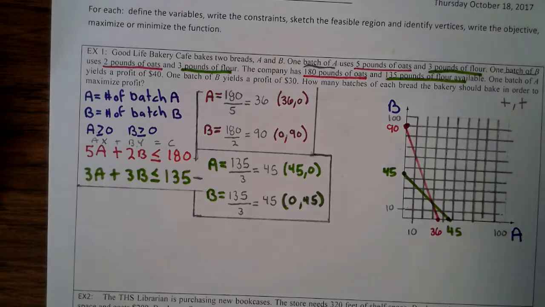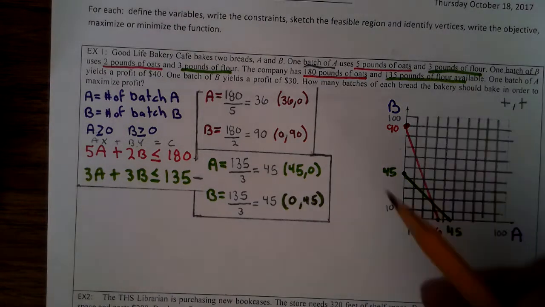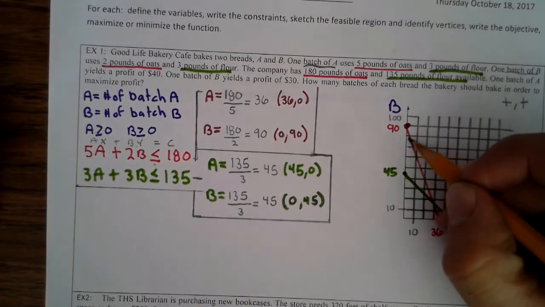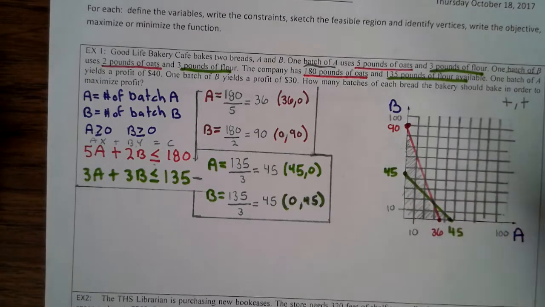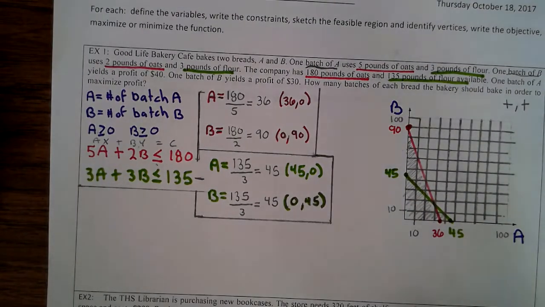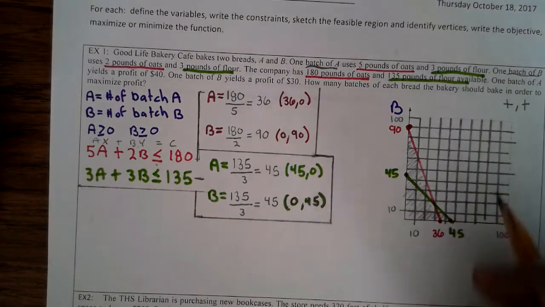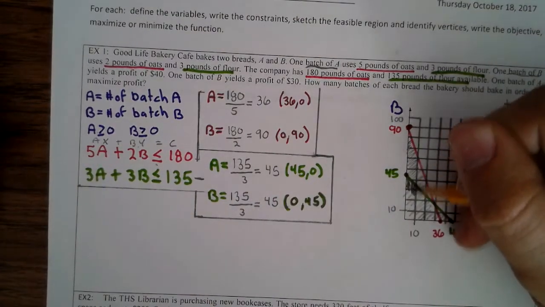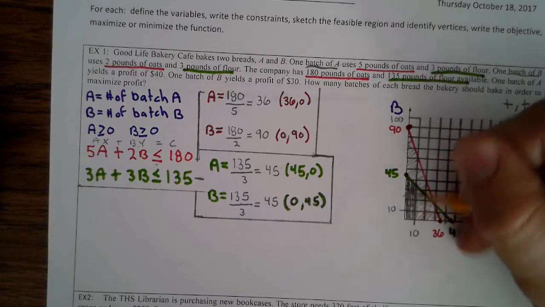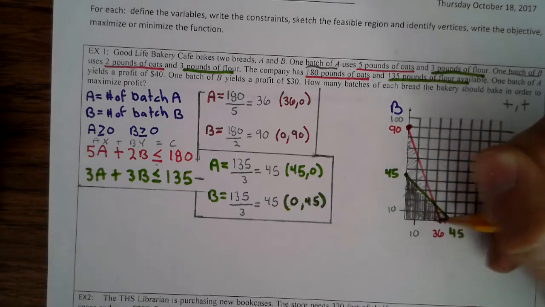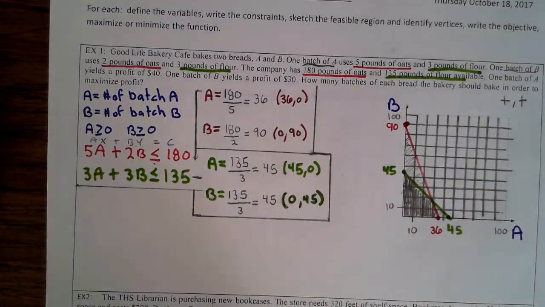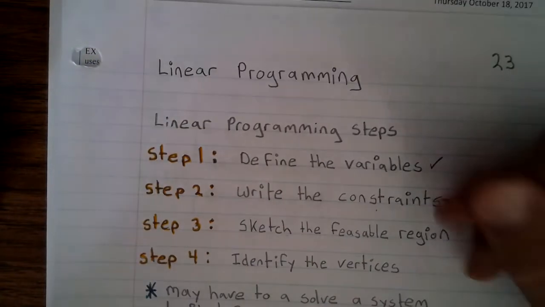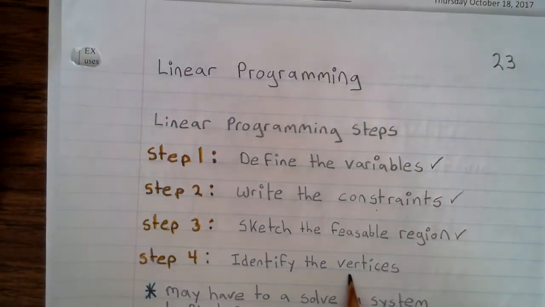Okay. Now, almost forgot. This is less than, so we shade below. And then this also is less than, so we shade below. And this is our overlapping region. Okay. So now we sketch the feasible region. Now we need to identify the vertices.